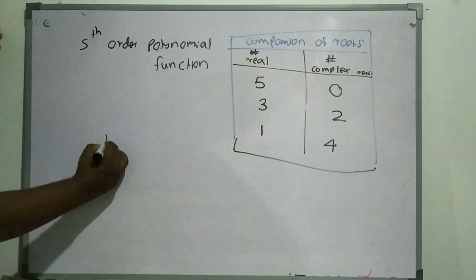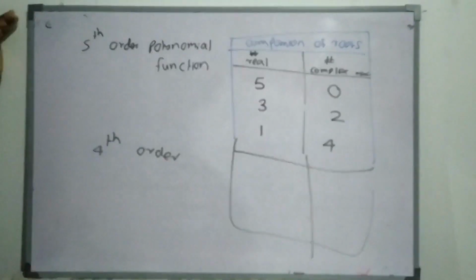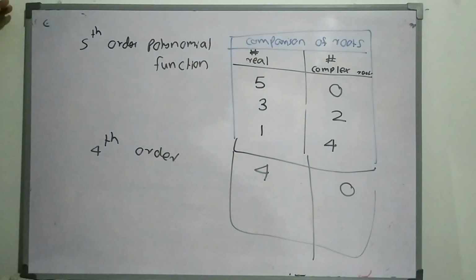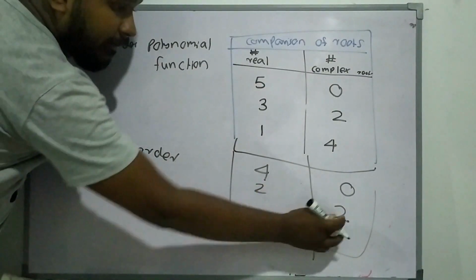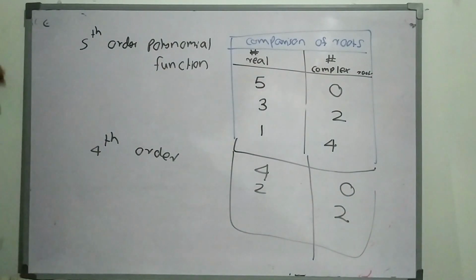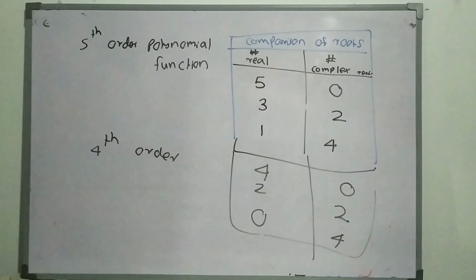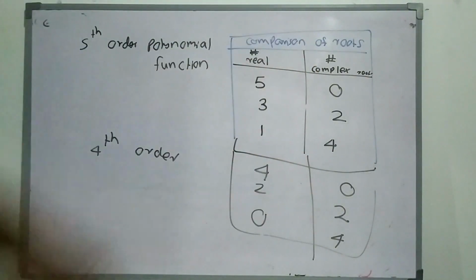But if it is fourth order, then what will happen? All can be real, 2 can be complex and the other 2 real, or all are complex. So you can see all the time these complex roots are even in number.